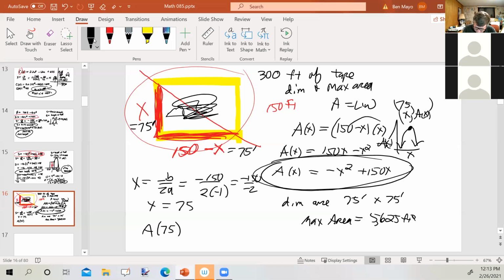will give me the vertex, or excuse me, the y value of the vertex. So that's going to be what? Negative 75 squared plus 150 times 75. And when you do it that way, you get 5,625. So the vertex of that graph would be 75 comma 5,625. 75 is x, so the dimensions are x, 75 by 150 minus x, 75. So that's a square. The maximum area is 5,625 square feet.